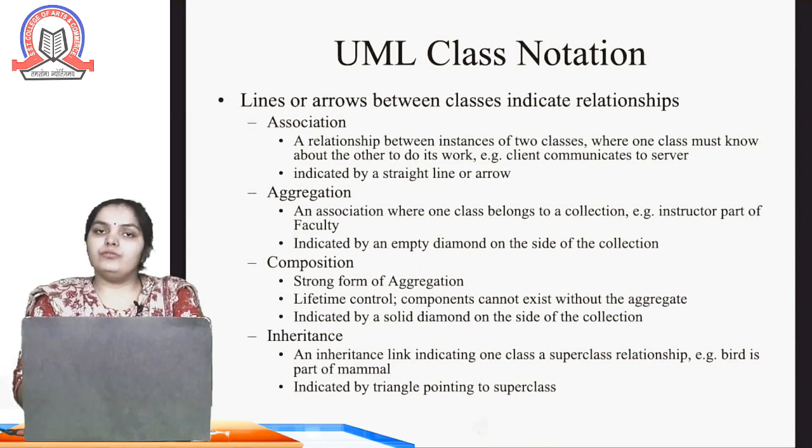After that, the fourth relation is inheritance. An inheritance link indicates a class to superclass relationship. For example, bird is a part of mammal, and it is indicated by a triangular point to the superclass.